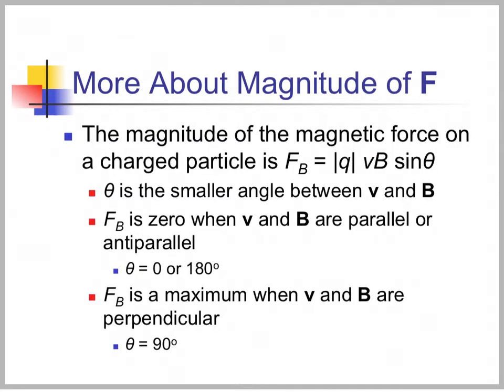The magnitude of the magnetic force on a charged particle is given by that cross product. Remember, the cross product is the magnitude of one vector times the magnitude of the other vector times the sine of the angle between them. So the magnitude is qvB times the sine of theta, where theta is always the smaller of the angles between v and B. So then, F is 0 when v and B are parallel or anti-parallel to each other, and it's at a maximum when v and B are perpendicular to each other.